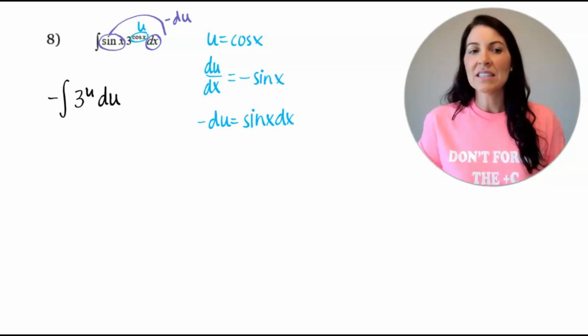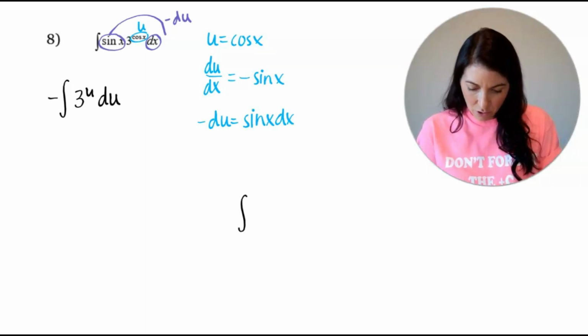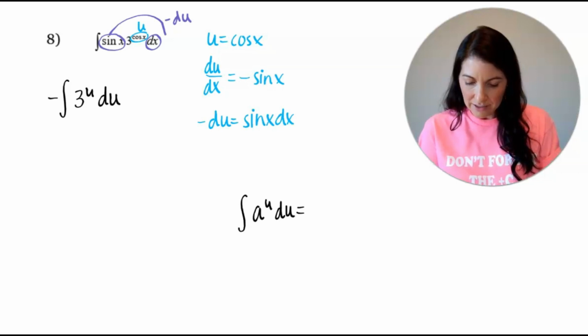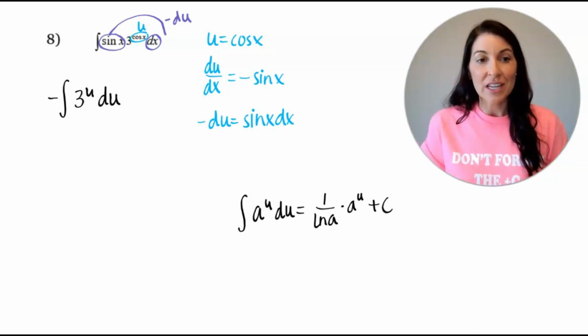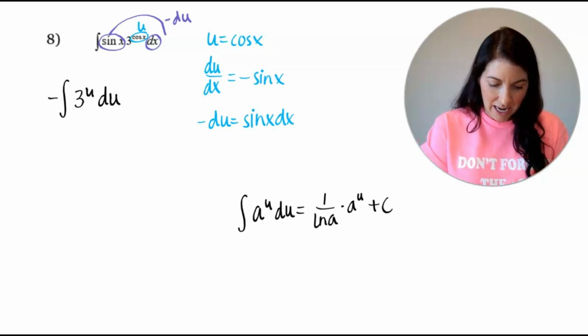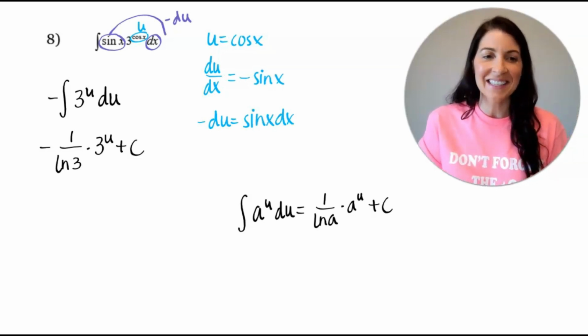Let me go over this antiderivative shortcut rule. So if you have the integral of a to the power of u du, your antiderivative would be 1 over the natural log of a times a to the power of u plus c. So I'll go ahead and use that strategy in this problem. I would have negative 1 over the natural log of 3 times 3 to the power of u, and of course our constant. Add that constant in.